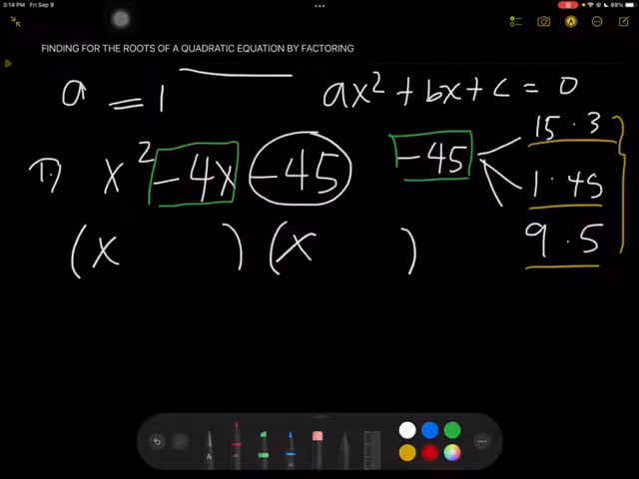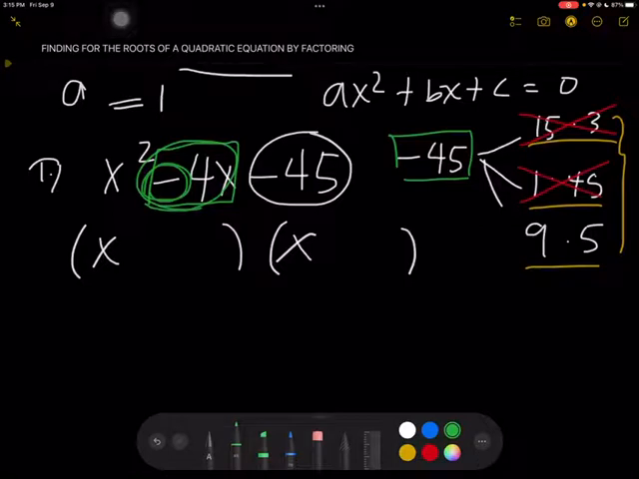If you add or if you subtract, it will not turn out to be negative 4. And it's very obvious also here. So we have 9 and 5. But our problem here is which of these factors will be the positive or the negative. Now, let's try to check our middle term. Our middle term is negative 4x, or minus 4x. So the sign is negative.